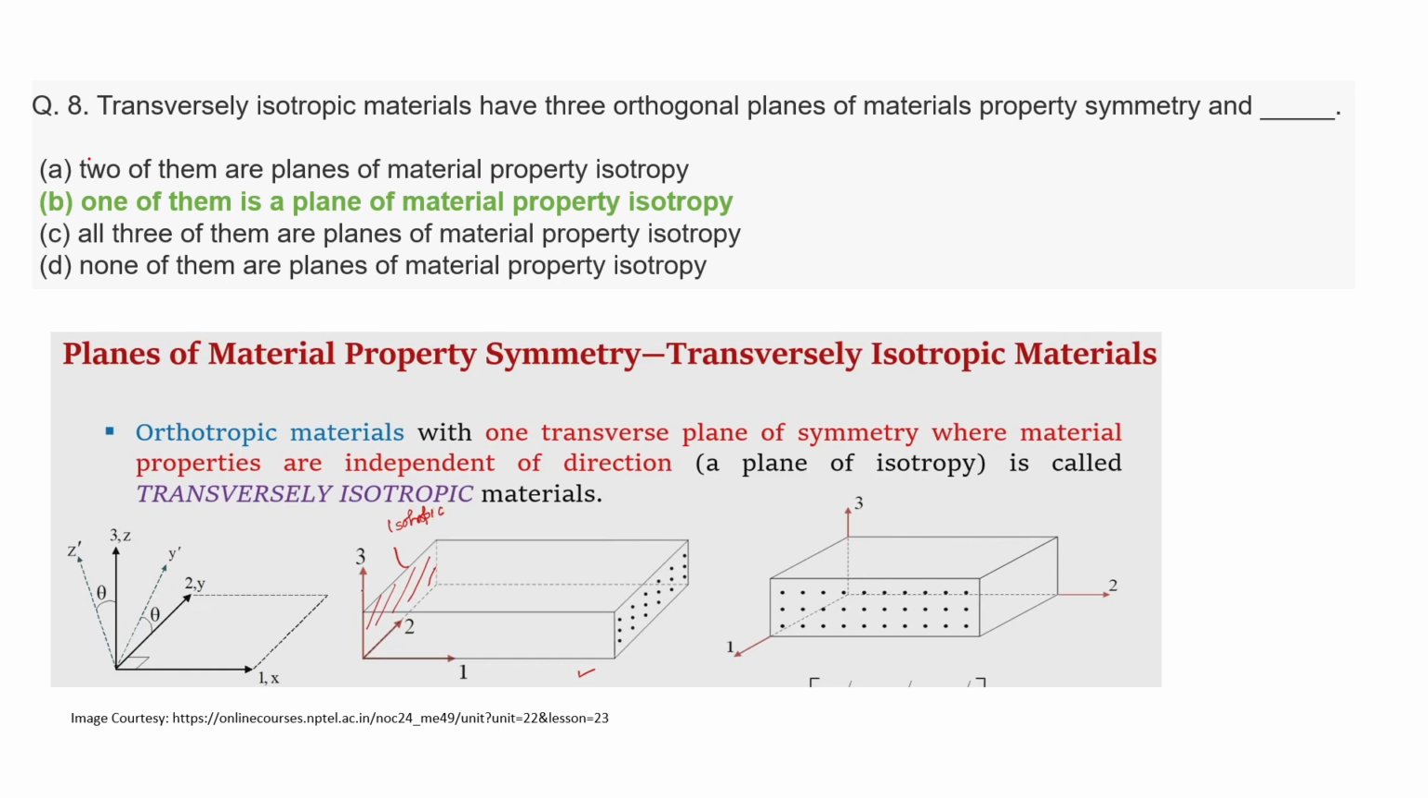So the definition of transversely isotropic material says that initially we consider an orthotropic material. Orthotropic material has three symmetry planes, so in all three directions there will be symmetry. Now comes the transversely isotropic material, in which it is already orthotropic, but along with orthotropy one of the planes is isotropic. That means all the properties around that plane will be similar. So an orthotropic material with one transverse plane of symmetry where material properties are independent of direction, a plane of isotropy, is called a transversely isotropic material.